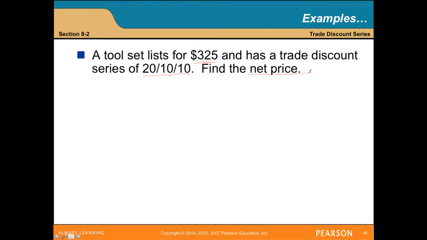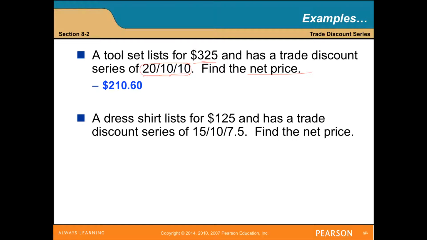Find the net price. Remember, it's not as easy as just adding these three and then taking the discount off. You have to do it in sequence. And when you work that out, you get $210.60. A dress shirt lists for $125 and has a trade discount series of 15%, 10%, and then 7.5%. Find the net price. And the net price is $88.45.